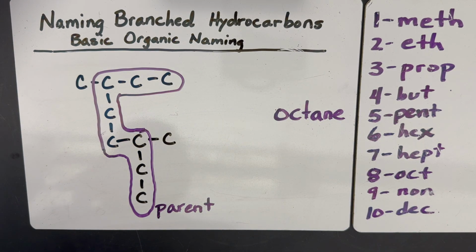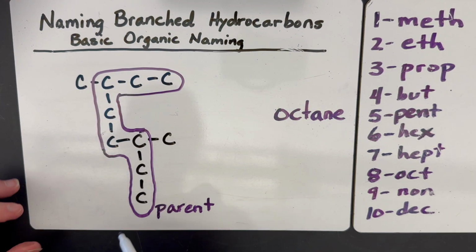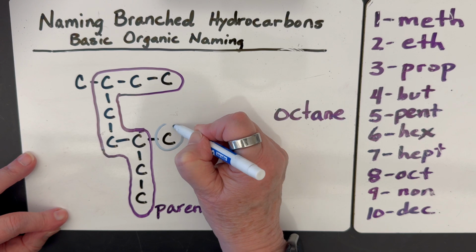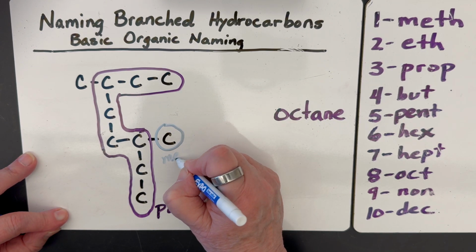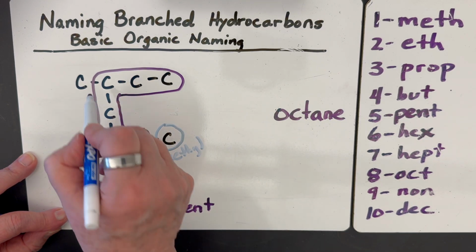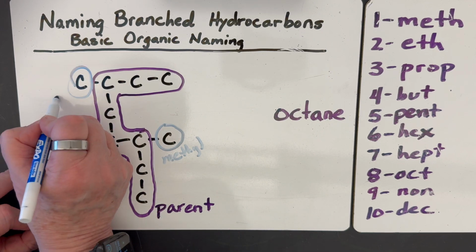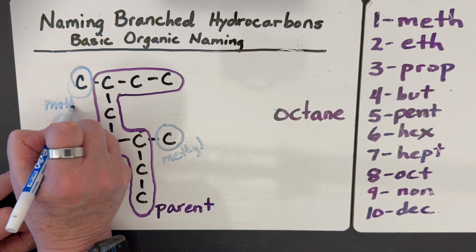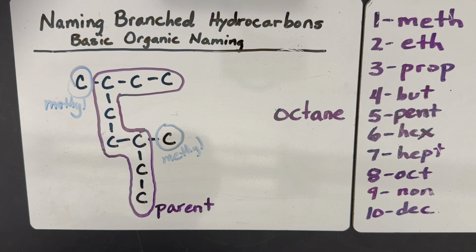And we have 2 groups hanging outside of our purple parent chain. We have a methyl group here, and we have another methyl group here. So we have 2 methyl groups.